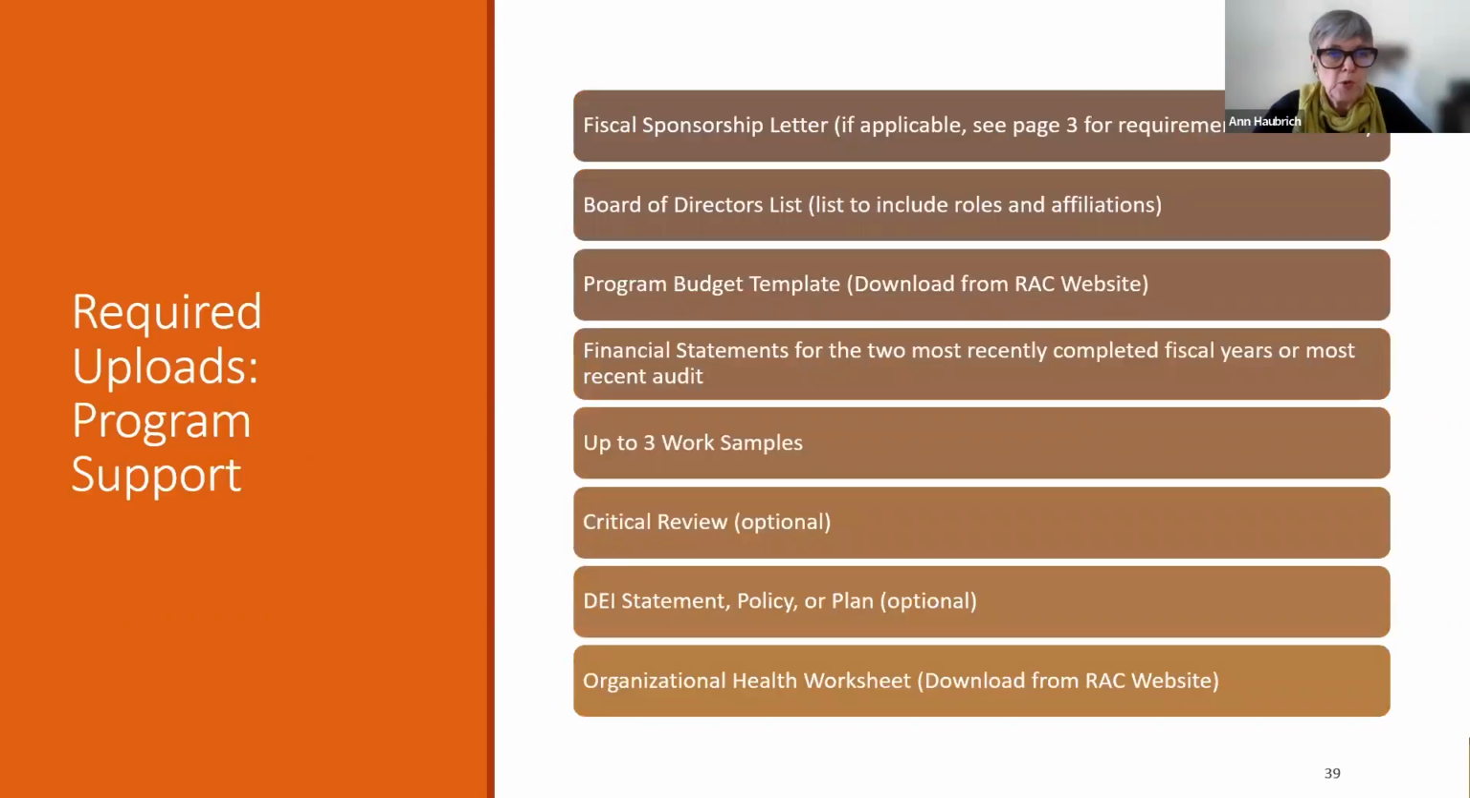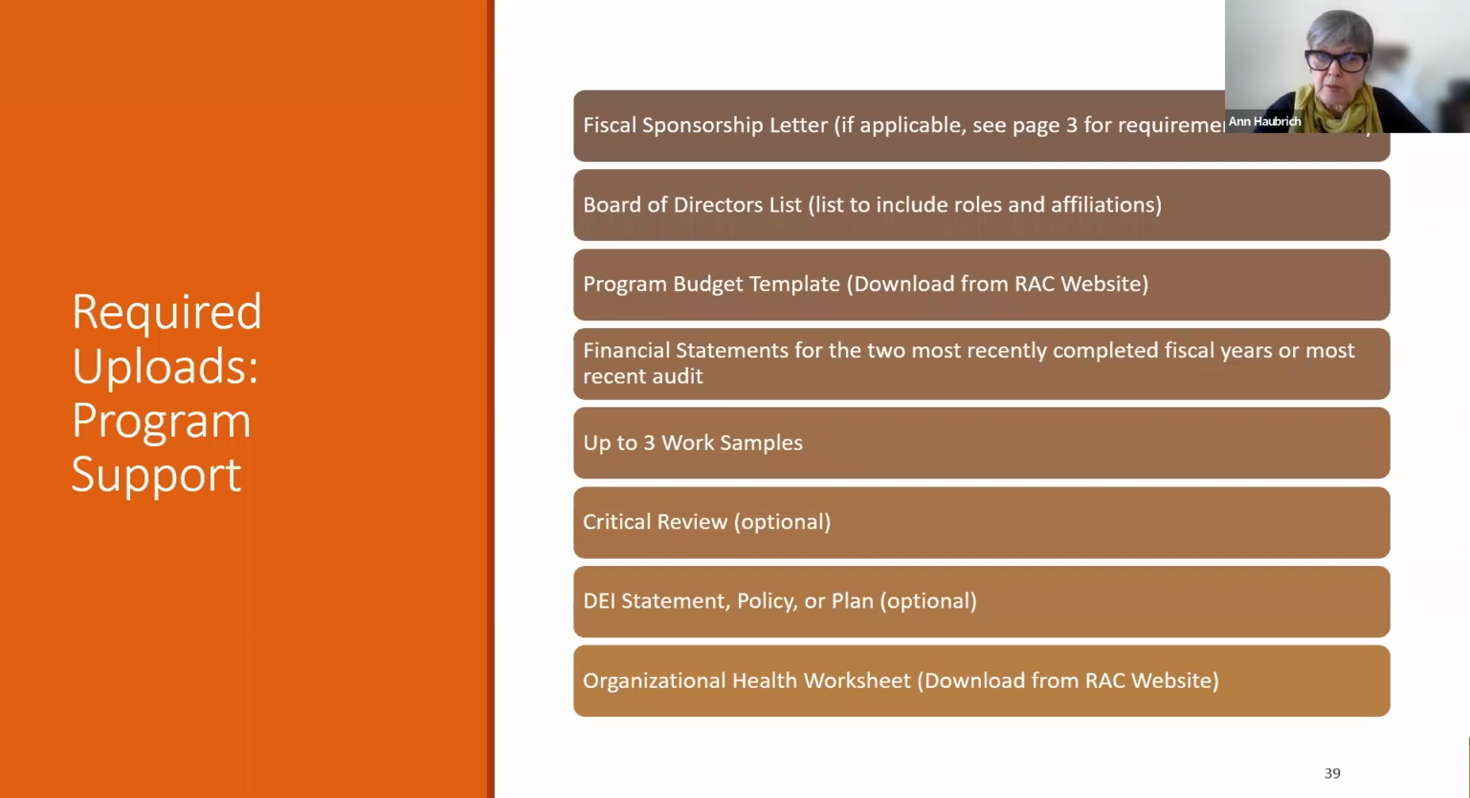Very good. I'll go over the program support required uploads. If you're using a fiscal sponsor, you will have to have a letter from that fiscal sponsor, and you'll see page 3 for requirement instructions of that. You must have a board of directors list, and that list will include the roles and affiliations of those members. There's also a program budget template that you can download from the RAC website. And next week, I think we're going over those budget templates, so stay tuned next week for that. Another upload for the program support are the financial statements for the 2 most recently completed fiscal years or most recent audit. You will also see samples of that on our website.